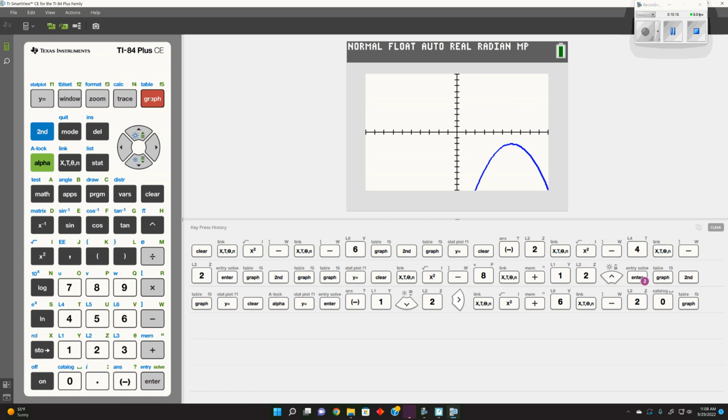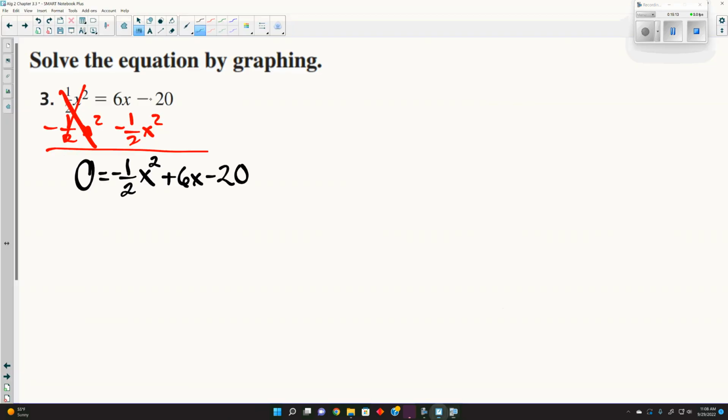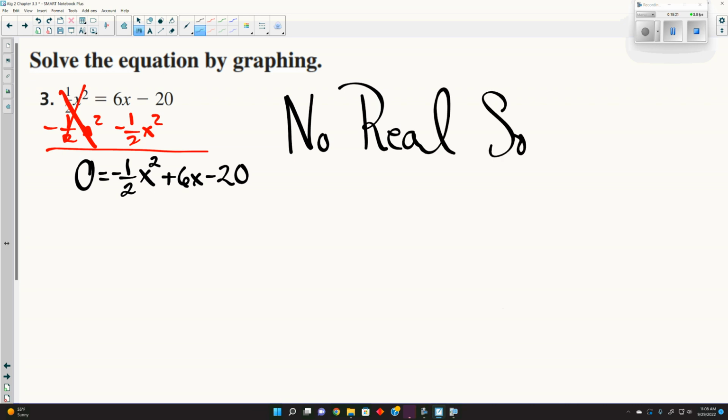No, it doesn't cross the x-axis. It's not no solution, it is no real solution. So if it doesn't cross the x-axis, it is no real solution. But again, this still has two answers. They're just not real answers. We will eventually get to the point where we can solve this one here. But at this point, it is no real solution.